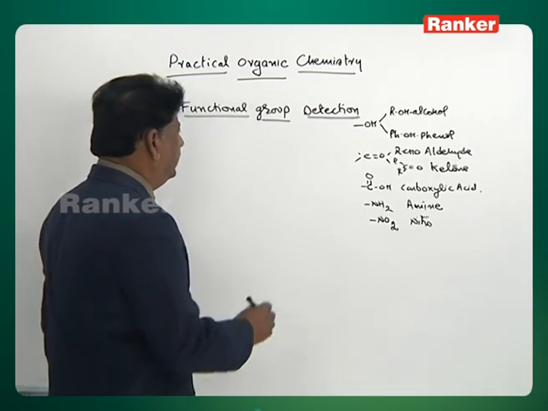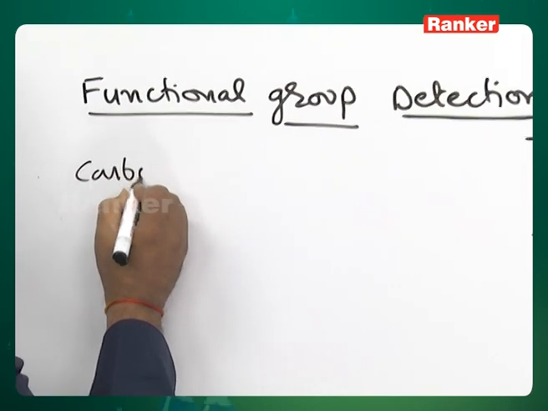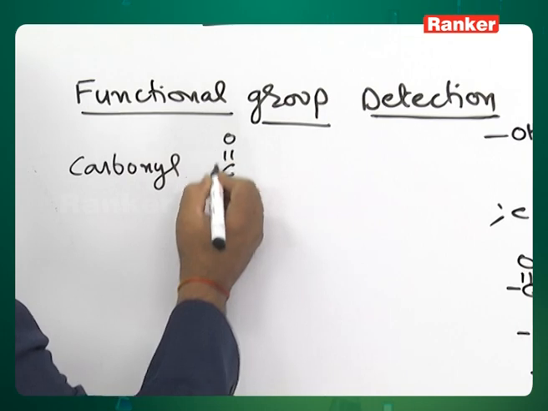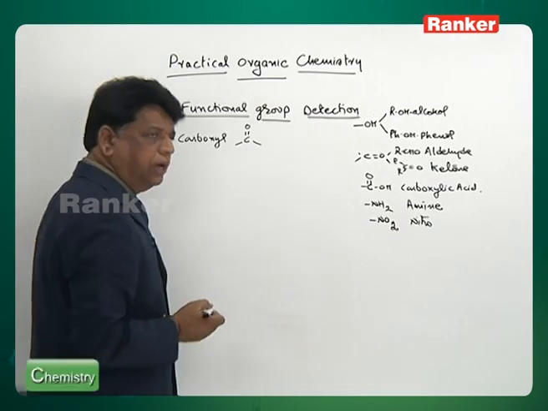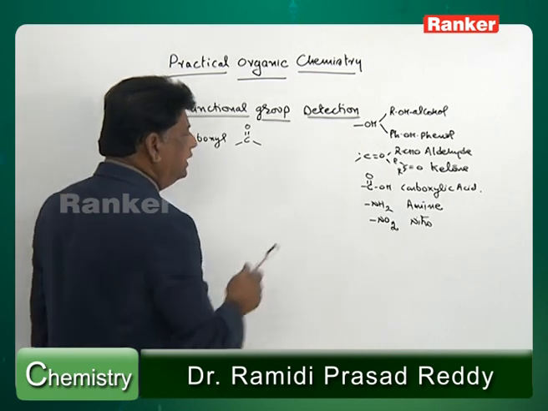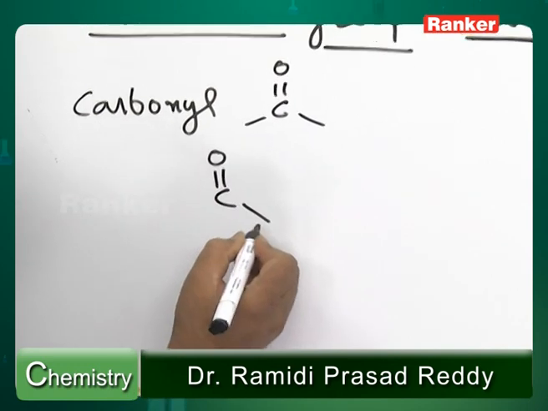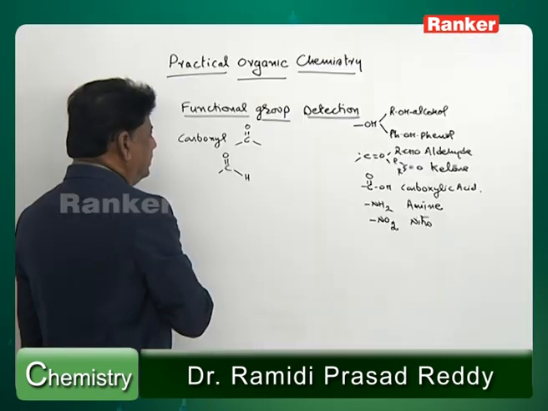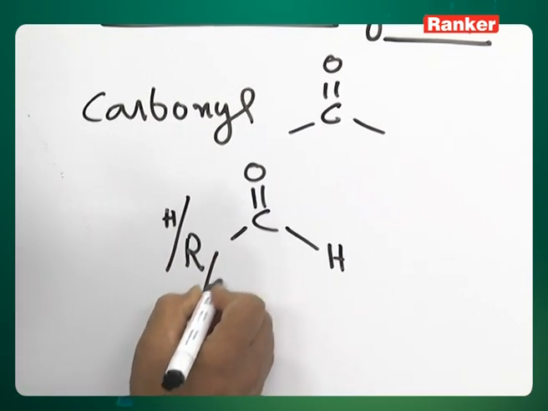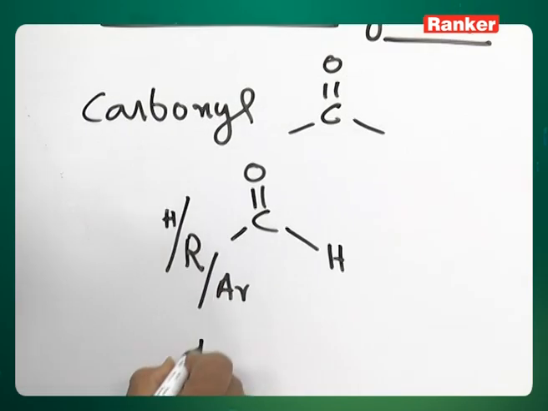Now let's go for another group, that is carbonyl group identification. The carbonyl group is nothing but a C double bond O. In this carbonyl there are two further differentiations, that is aldehydes. A carbonyl group with hydrogen on at least one side, the other side you can have a hydrogen or any alkyl or any aromatic system, then they are called aldehydes.